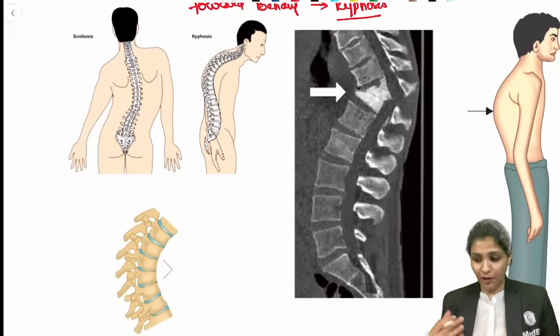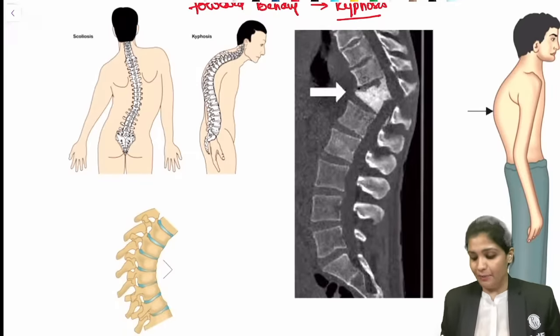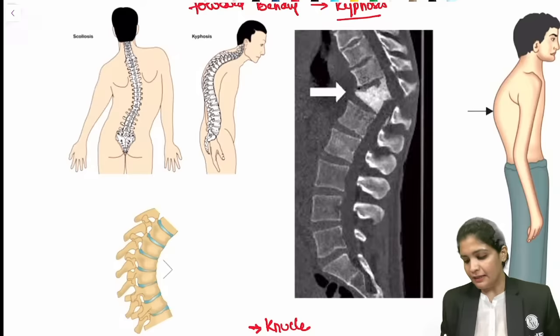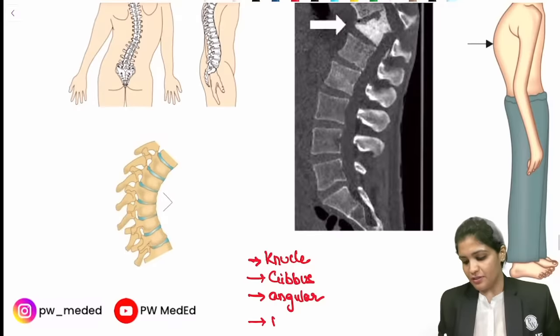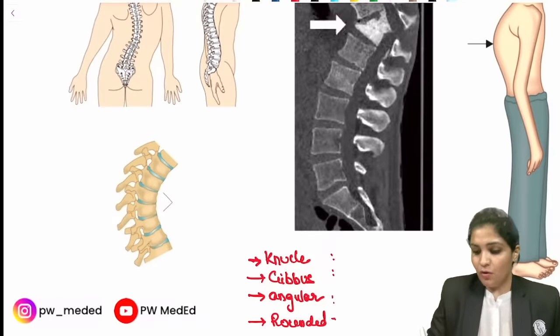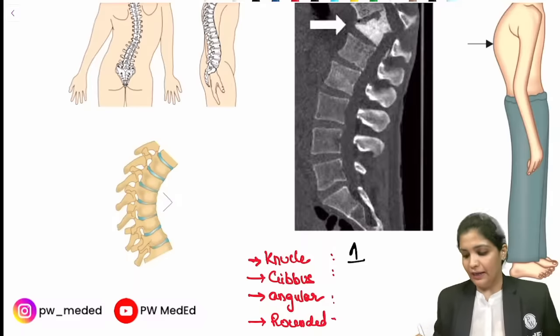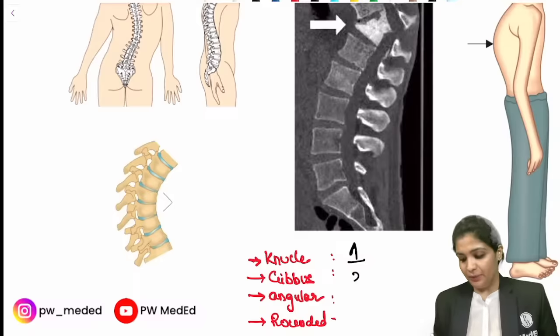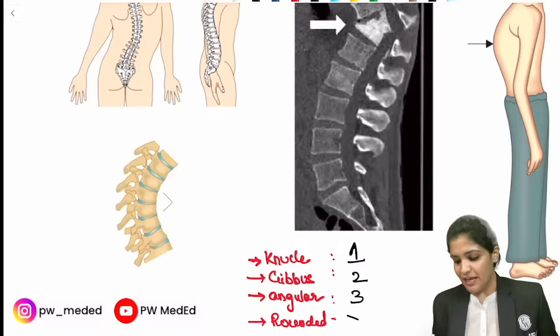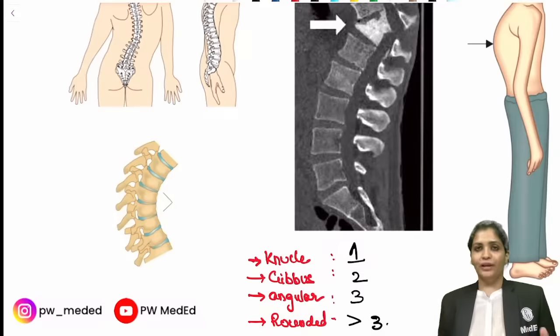So depending upon the number of vertebrae, you can divide them into knuckle, right? Then gibbous, then angular kyphosis, and then rounded kyphosis, right? Whenever there is involvement of one vertebra, it is called knuckle. Involvement of two vertebrae, it is called gibbous. More than three is called kyphus. In that, if it is three, it is angular kyphosis, and more than three, it is rounded kyphosis.